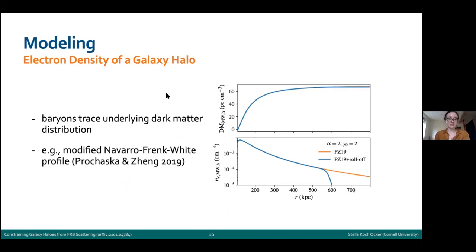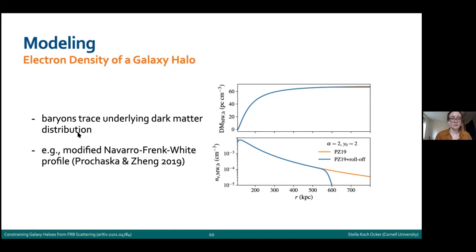Right, so the dispersion measure is the integrated electron column density, and the electron density distribution of our own galactic halo is not extremely well constrained by observations. Models generally take the following approach. We assume that the baryons trace the underlying dark matter distribution, and so the baryons account for some given fraction of the total halo mass.